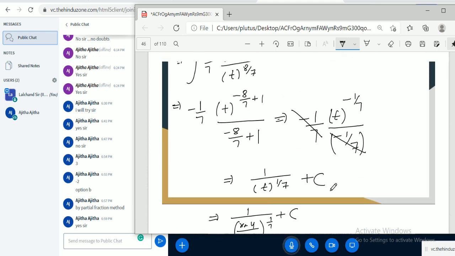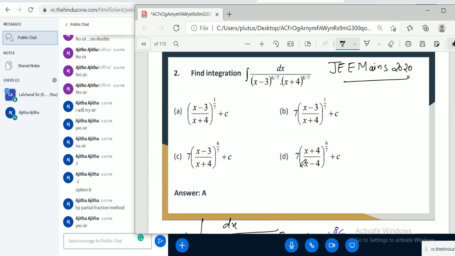Okay. So now look at the options. x minus 3 divided by x plus 4. The option A will be our correct answer. Okay. Are you getting this? How to solve this kind of fractional power question? Are you following, Anjita? Okay.